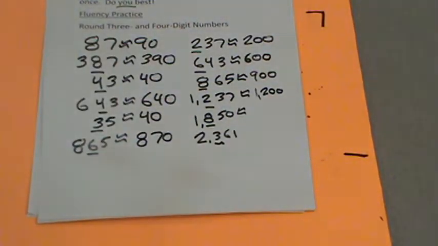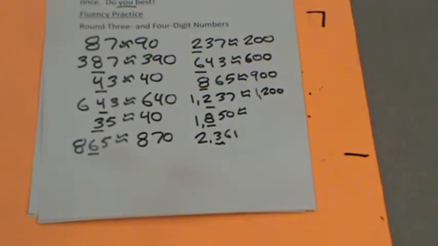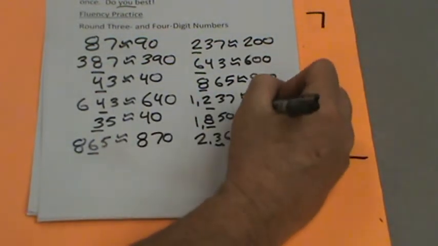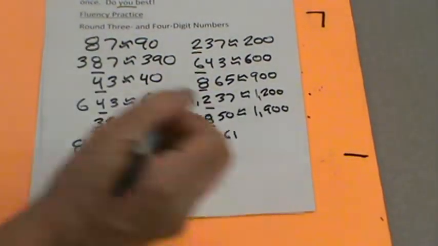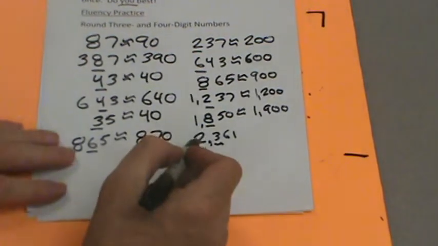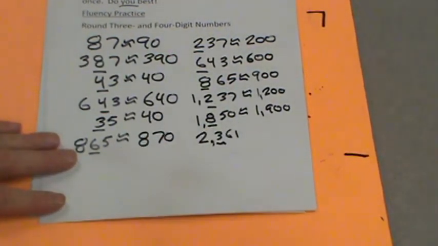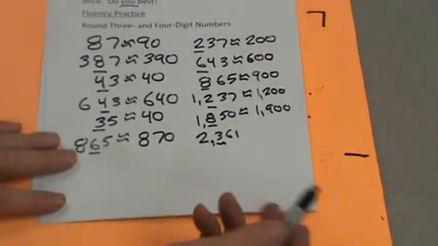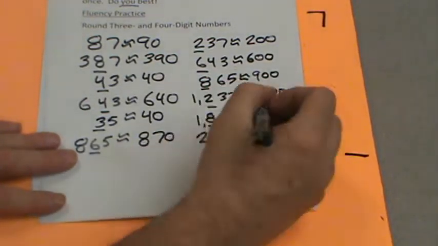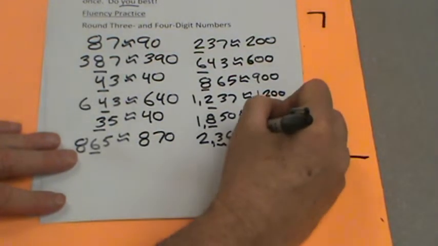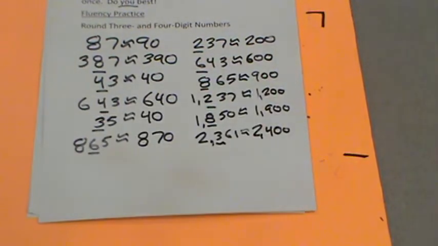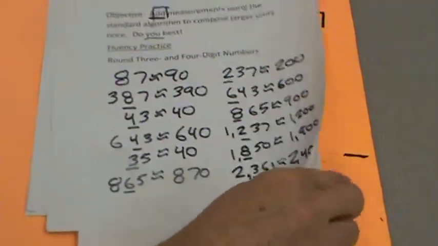Let's go to 1,850. Once again, there's that 50. That is the midpoint between 1,800 and 1,900. So that means if we're at the midpoint already, we round up. So it'd be 1,900. And here we have 2,361. Let's think about this. 2,300, 2,400. The midpoint would be 2,350. This is 2,361. It's definitely greater than 2,350, so we would round up to 2,400. Alrighty, that was our fluency practice.